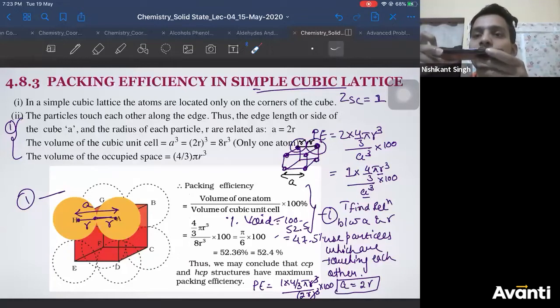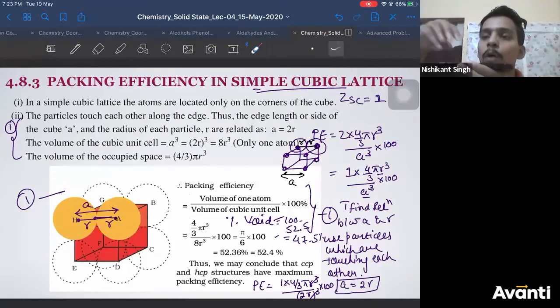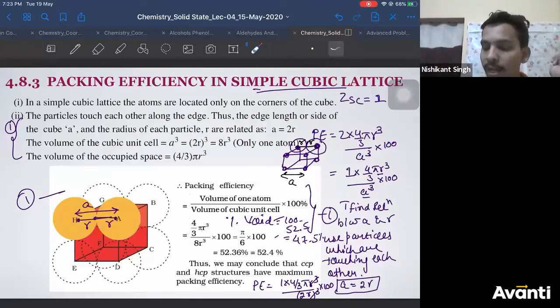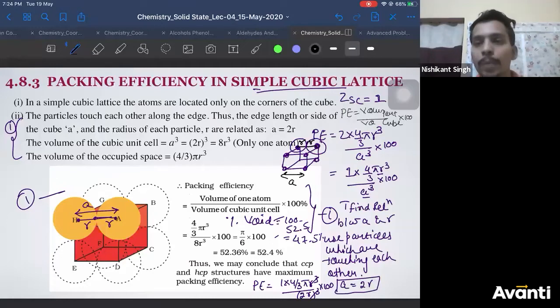So if this whole unit cell has some volume, the volume of this unit cell that is occupied by particles is called your packing efficiency. How do we calculate that? The formula for packing efficiency was volume of particles divided by volume of unit cell, that is cube, into 100, because our unit cell is cubic.